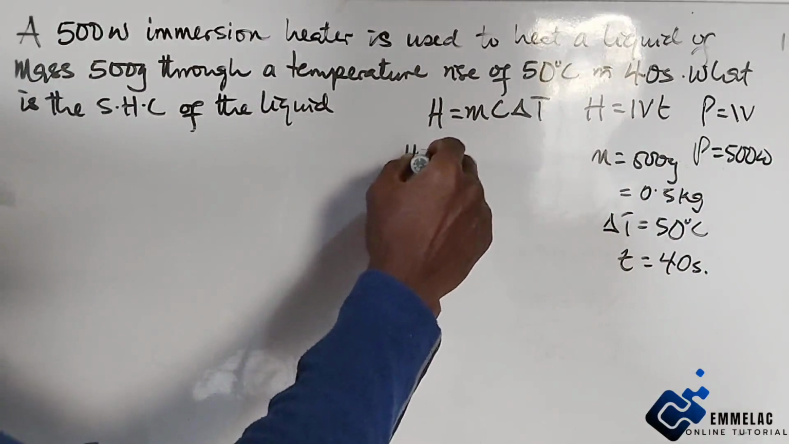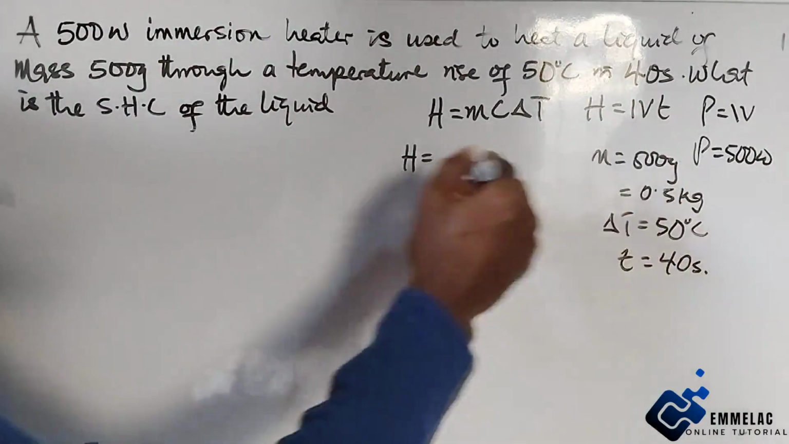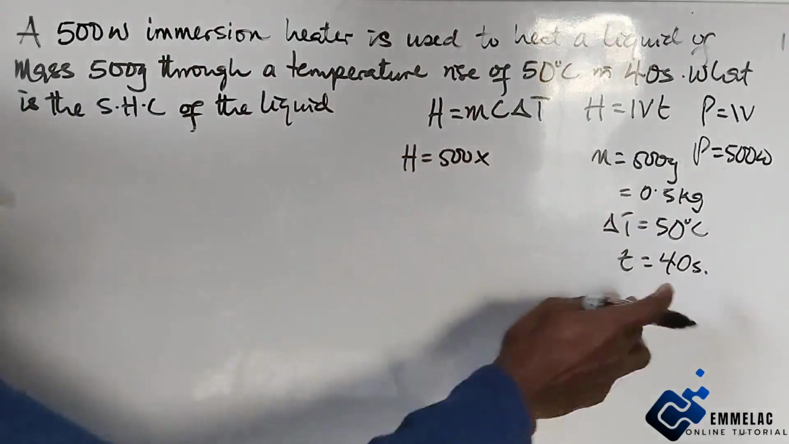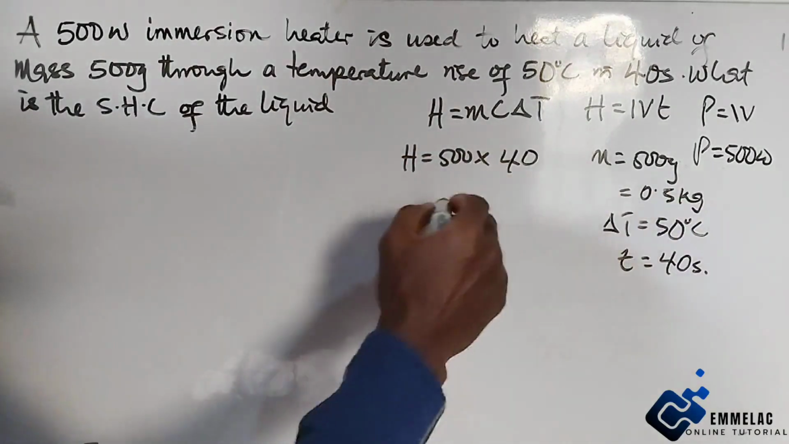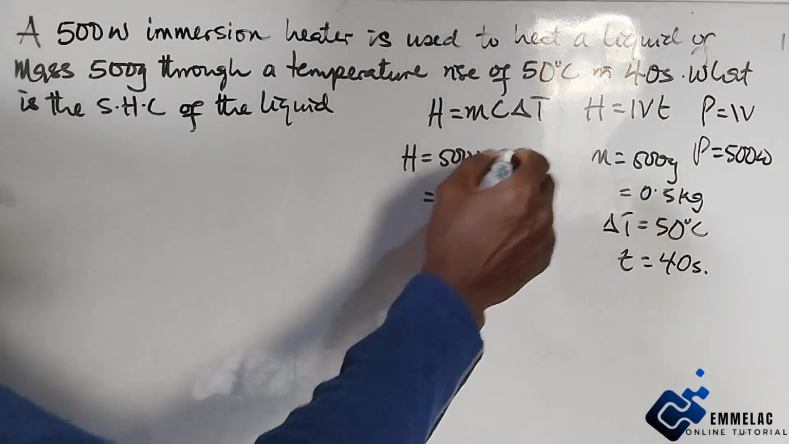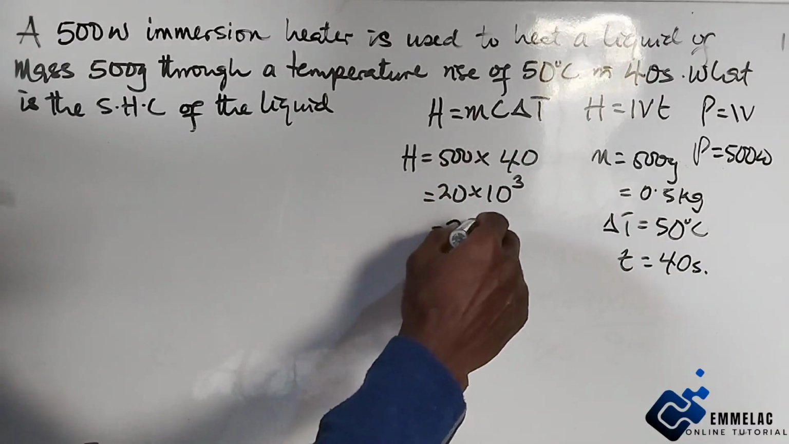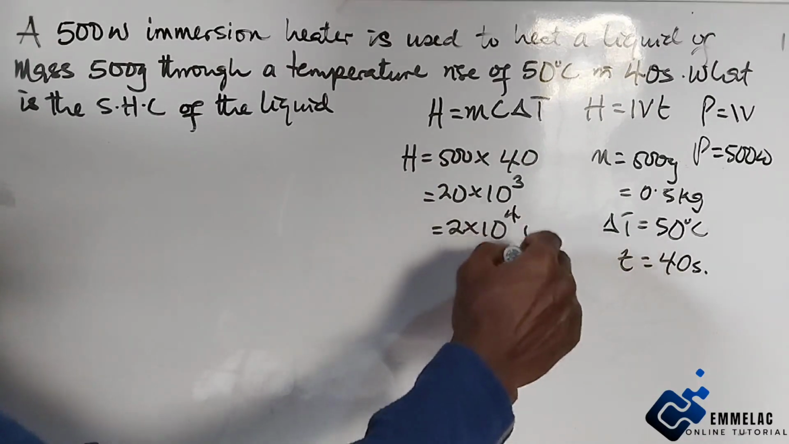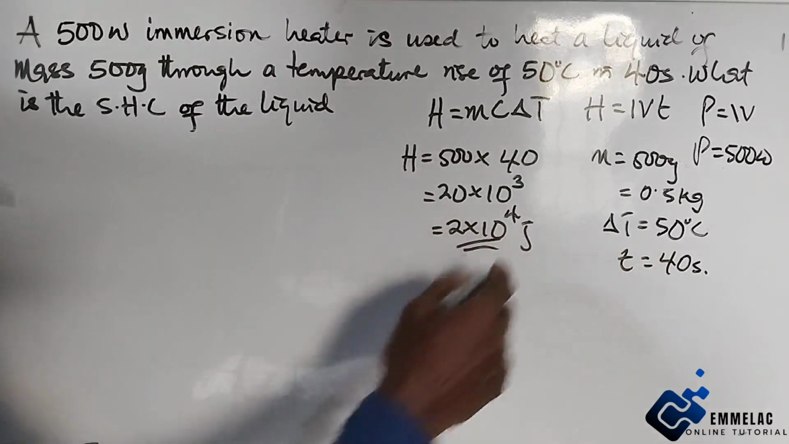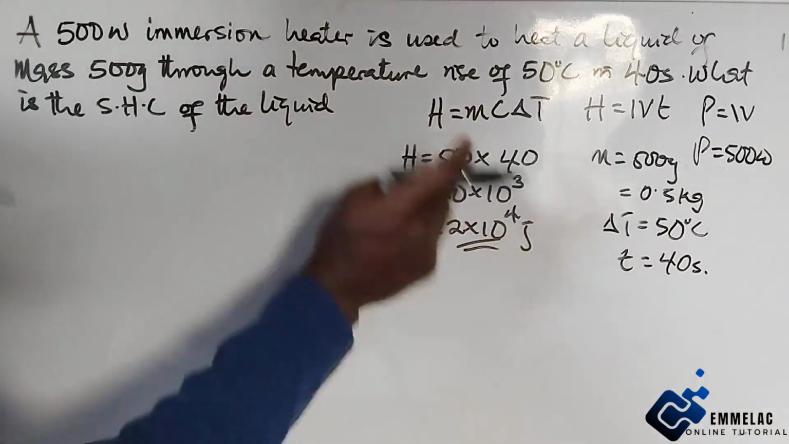Here our electrical heat is given as power times time, which is 500 times 40. Now this will give us 20, how many zeros? 1 2 3, times 10 raised to power 3, which is the same thing as saying 2 times 10 raised to power 4 joules. All right, now we've gotten the heat.